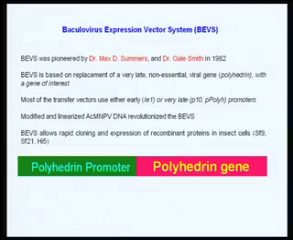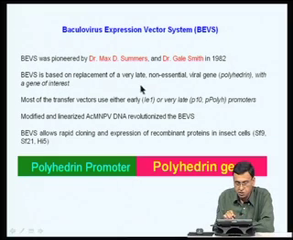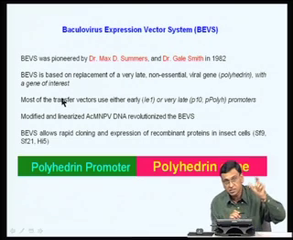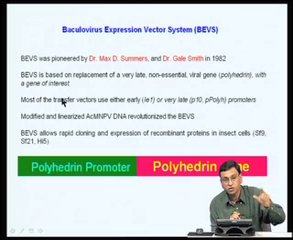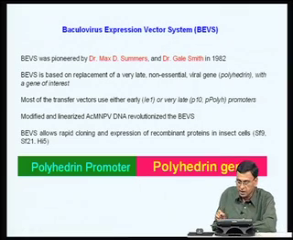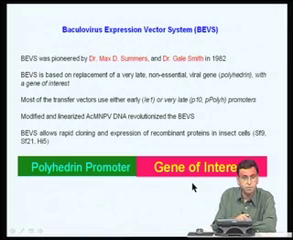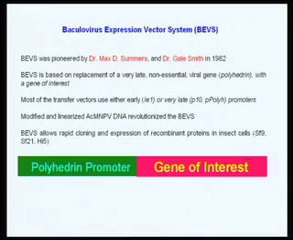Now, the Baculovirus expression system, abbreviated as BVS, was pioneered by Max Summers and Gale Smith in 1982. The expression system is based on replacement of the polyhedrin gene with a gene of your interest. Since the polyhedrin gene is expressed at a very late phase of the virus cycle and is not essential for the virus life cycle, you remove the polyhedrin gene and put your gene of interest under the polyhedrin promoter. So, instead of the virus making polyhedrin, it will now make your protein of interest. This is the principle of the Baculovirus expression system.